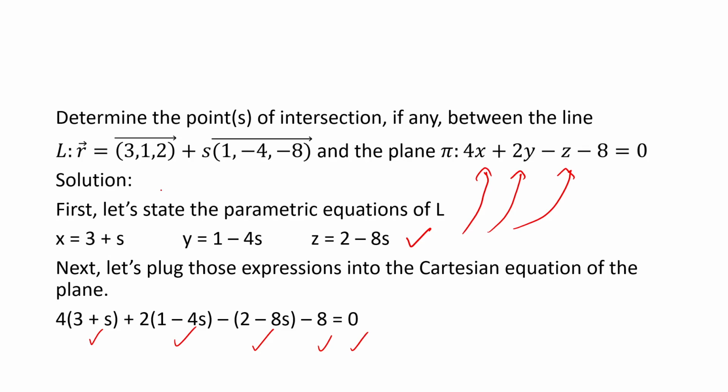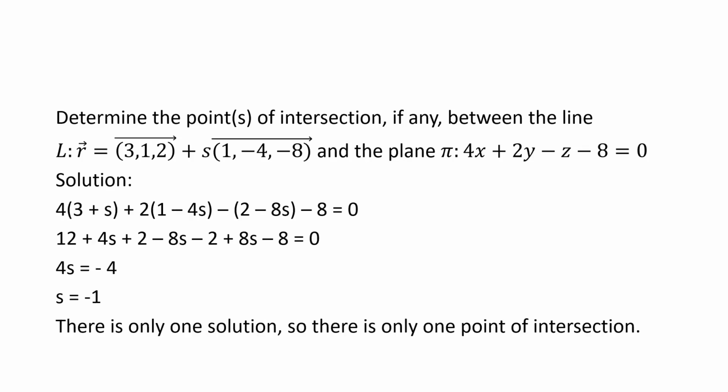And we're just going to do some distribution and collecting of like terms and solve our equation. So we distribute in the 4 as well as the 2 as well as the negative 1. And ultimately what we get is that 4s is equal to negative 4. Well, there's obviously one solution to the equation 4s equals negative 4. Specifically, it's where s equals negative 1.